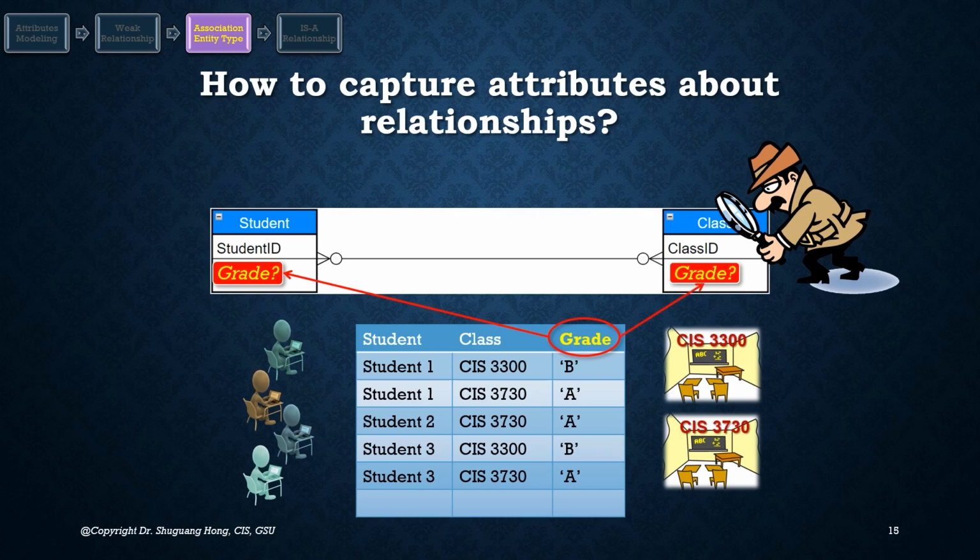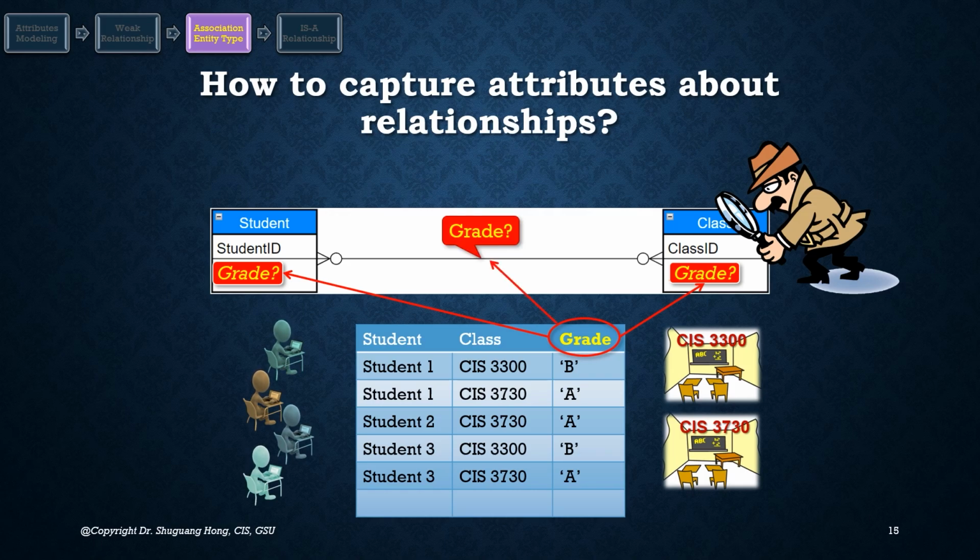Place the grade attribute in the class entity. This choice is also problematic. The grade field can store all grades for each class, but it cannot tell which student received which grade. So, it captured only partial information about the grade.